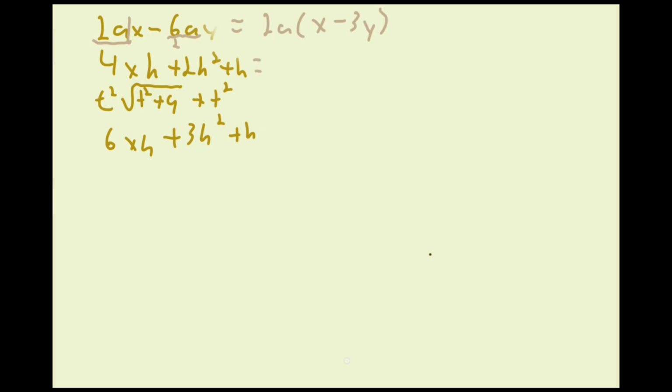4xh plus 2h squared plus h. This could seem pretty daunting at first, but I'm telling you it's easy. You just have to look at what all of these share. 4xh, 2h squared. Right now you'll say, why not divide it by 2? Because there's 4, there's 2, but there's also h at the end that we also have to divide by. So we're going to take out h.